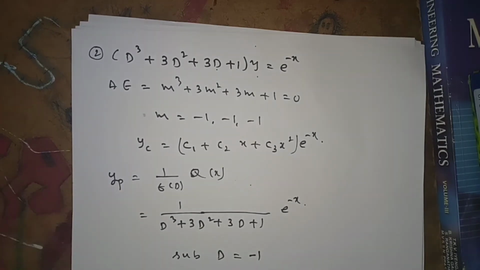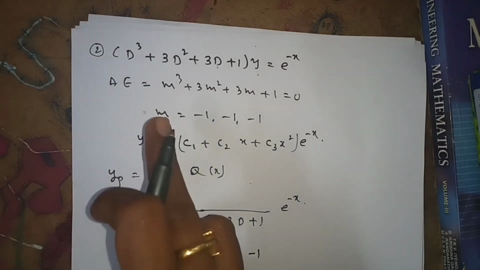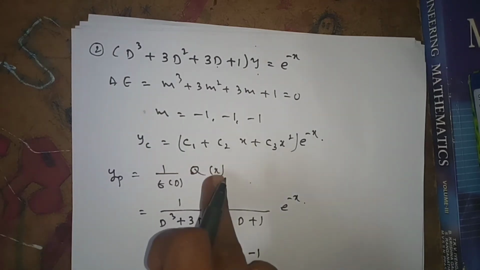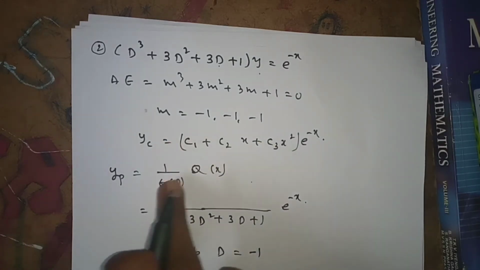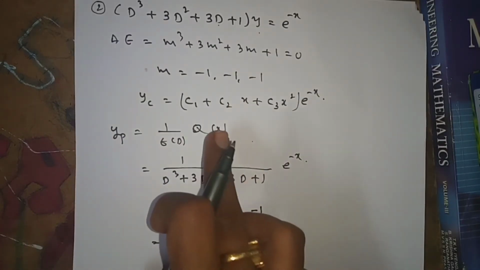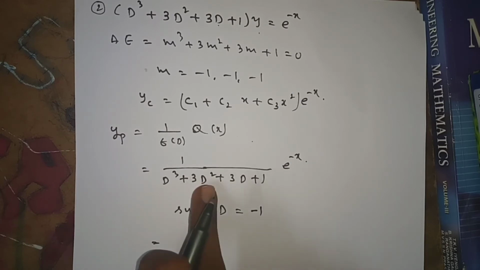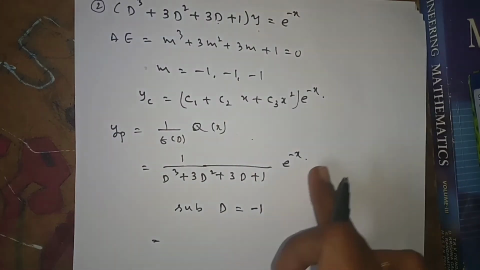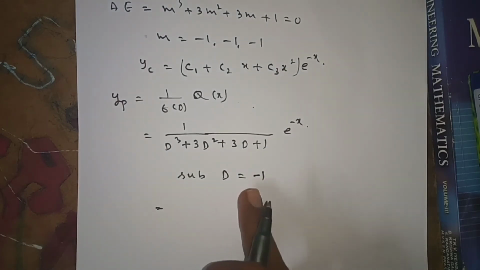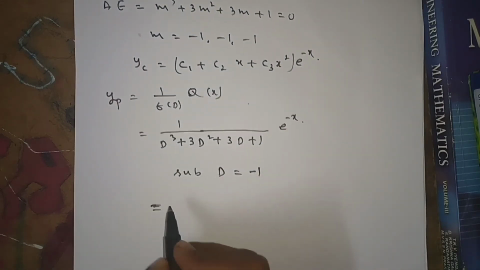Now the particular integral yp is equal to 1 by f of d into q of x. What is q of x? The RHS part is the q of x. 1 by f of d into q of x. What is our f of d? D cube plus 3d square plus 3d plus 1, into what is our q of x? E to the power of minus x. By substituting d is equal to minus 1, how much will we get? We will see.